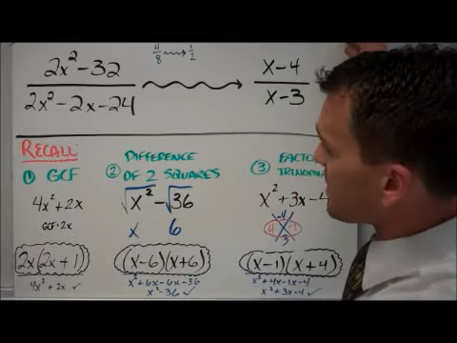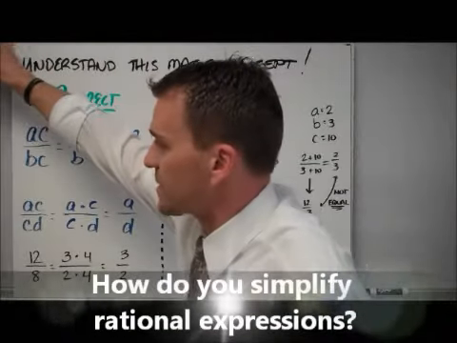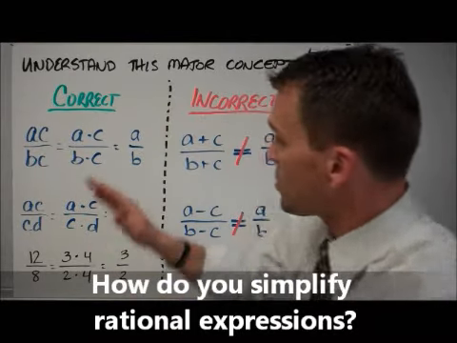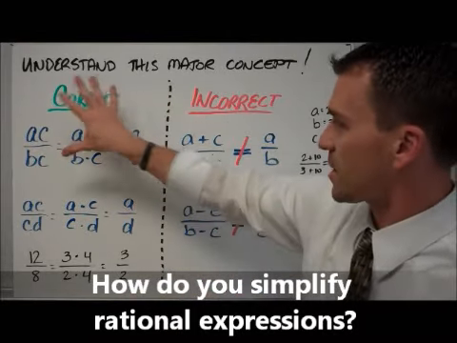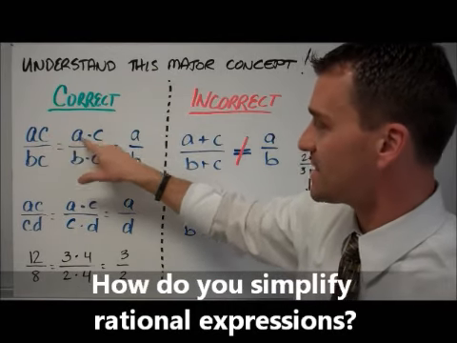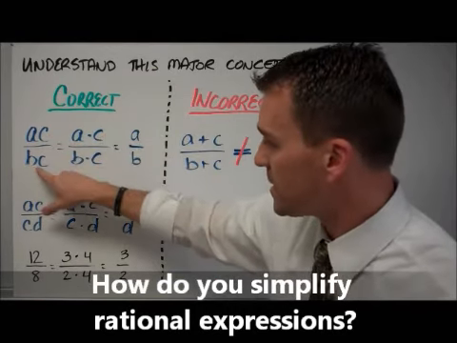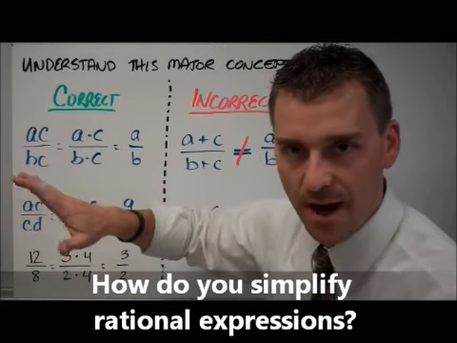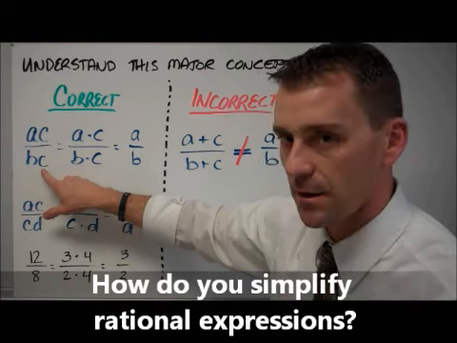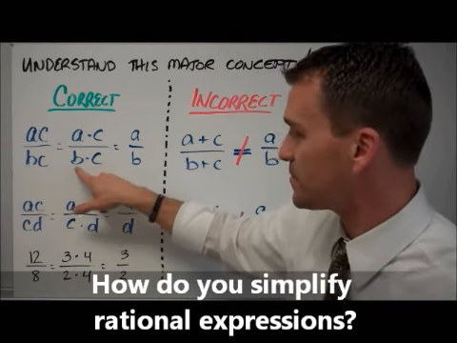So let me give you this idea, this concept. You take a look at the second one. It is also another major concept that you've got to understand. When you look at this chart here, you see a correct and an incorrect side. Well, the correct side is this. If you have AC, that is the same as A times C. I just rewrote it for you. And BC is the same as B times C.